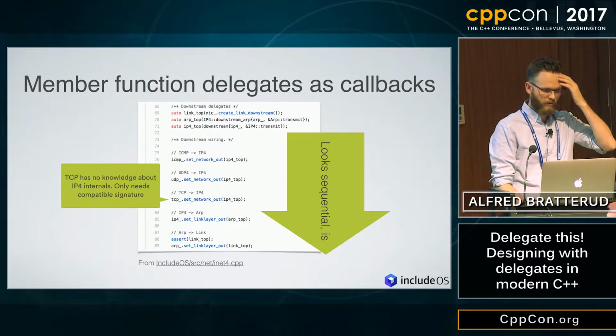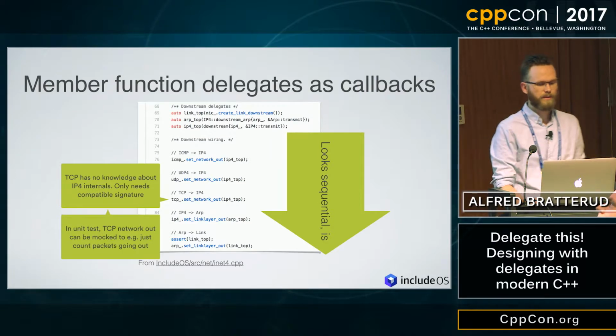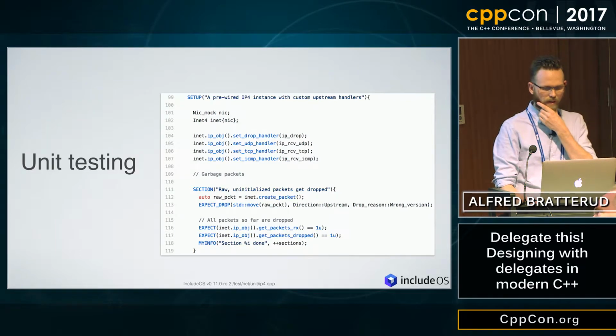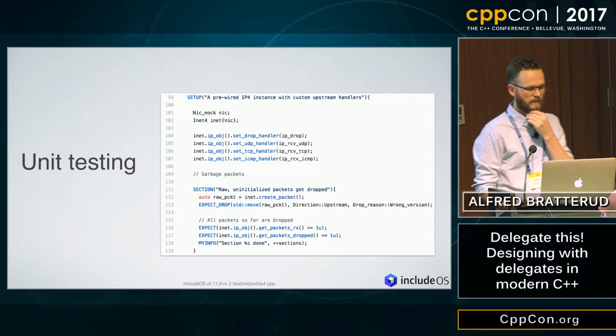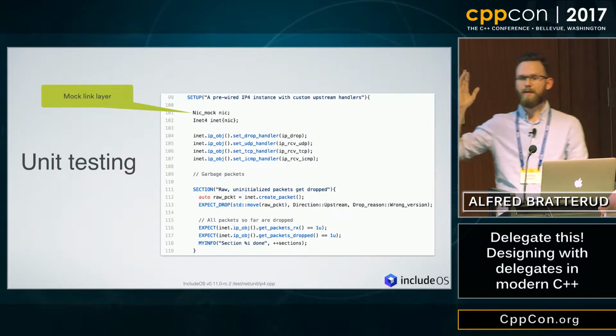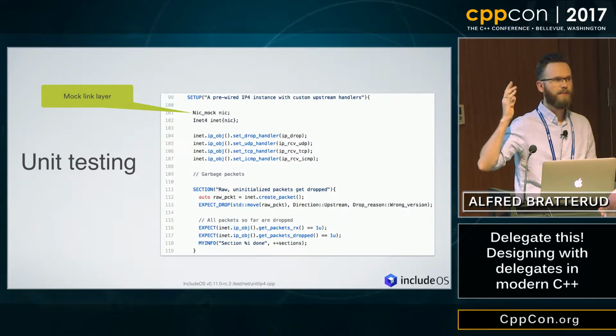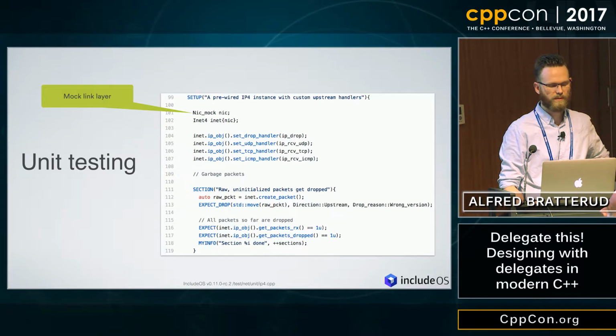So it's also nice, of course, that these objects don't know anything about each other except for these delegate signatures. Another really interesting and nice feature you get is unit testing. So in this case, we're actually unit testing the IP part of our IP stack. And this is something we're doing in Linux user space. So this is a snippet from one of our unit tests.